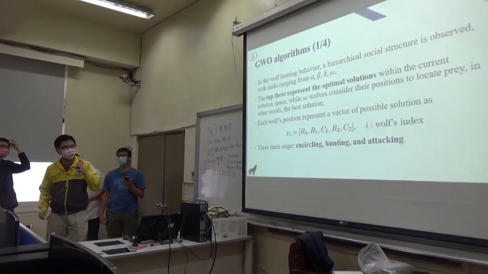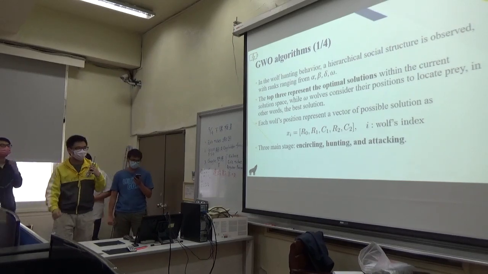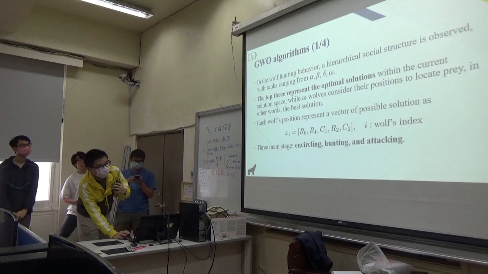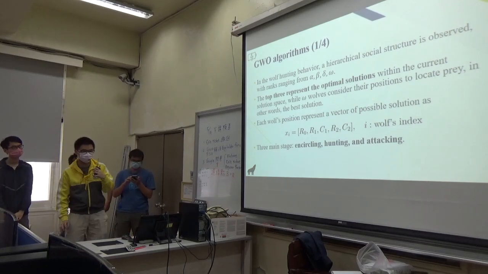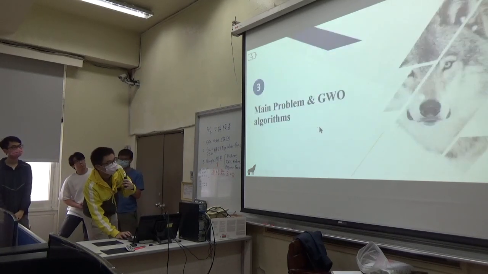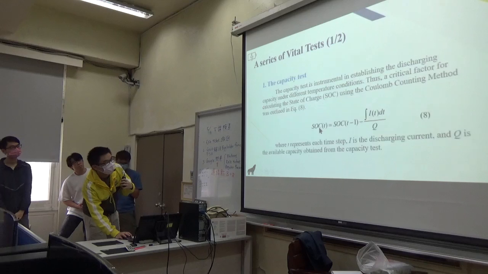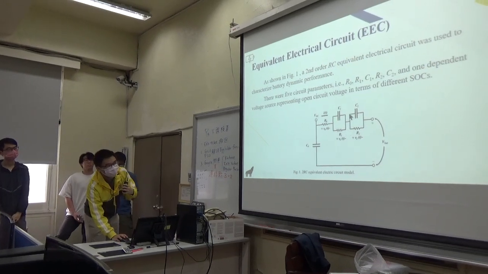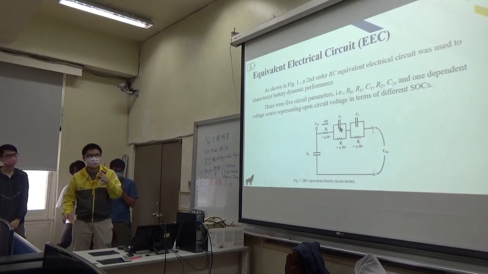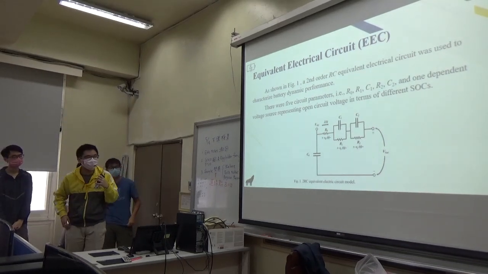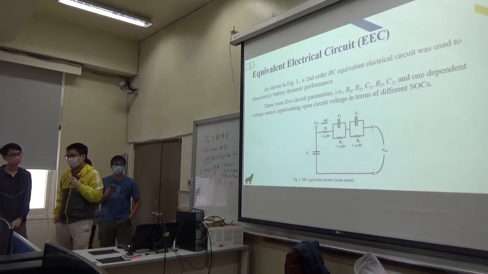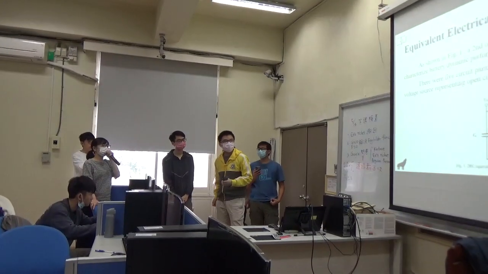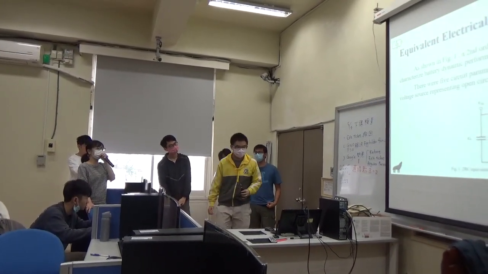So in this paper, we are going to decide five parameters: R0, R1, C1, R2, and C2, which represent the second-order RC circuit model in this stage. Yes, these five parameters are what we are going to identify. Yes, very good. And what's the objective of this research?